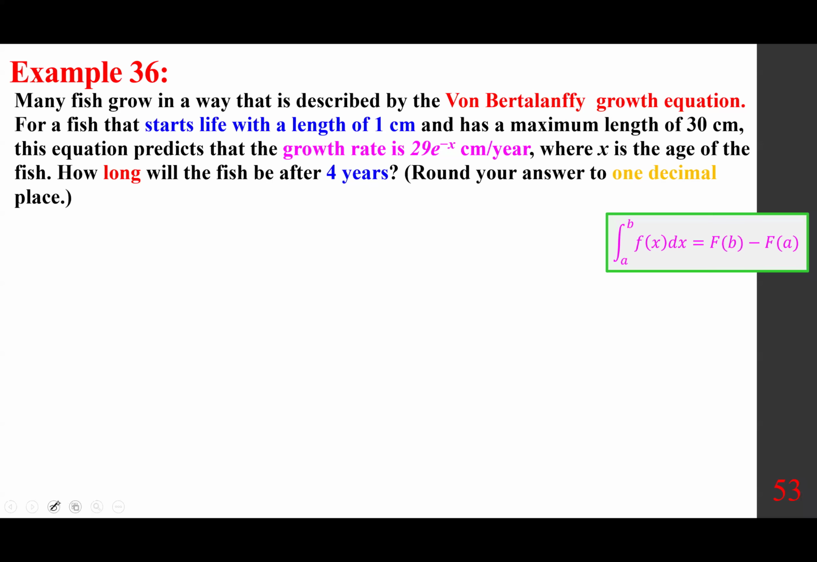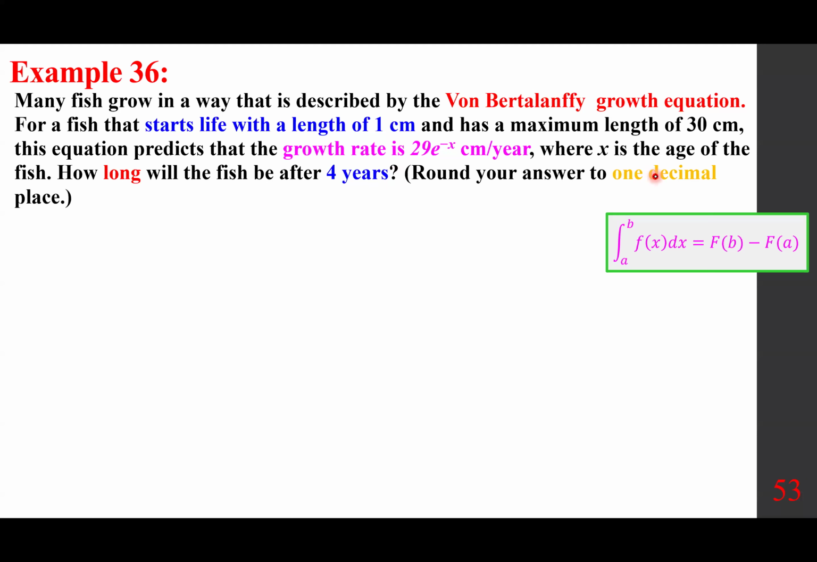Many fish grow in a way that is described by the von Bertalanffy growth equation. For a fish that starts life with a length of 1 centimeter and has a maximum length of 30 centimeters, this equation predicts that the growth rate is 29 e to the power minus x centimeters per year, where x is the age of the fish. How long will the fish be after 4 years? And then you round it.